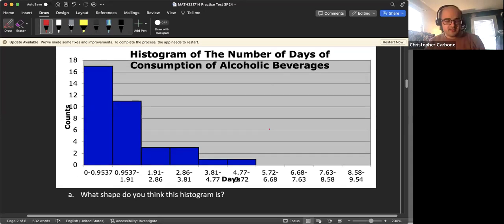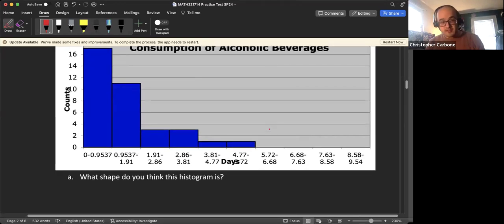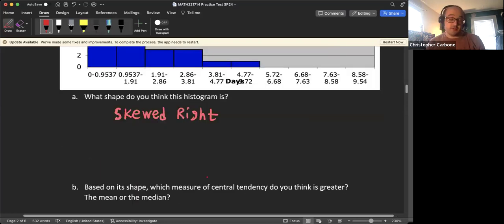And the first question I ask here is, what shape is this histogram? So this particular histogram is going to be a skewed right distribution. Skewed right. And another question asked, based on its shape, which is skewed right, which measure of central tendency do you think is greater, the mean or median? Because of the skewedness, it pushes the mean to the right, so it increases it. So the measure of central tendency that's greater is going to be the mean.